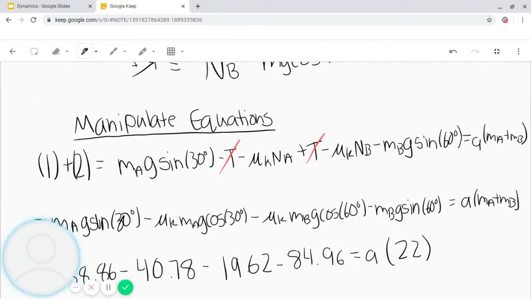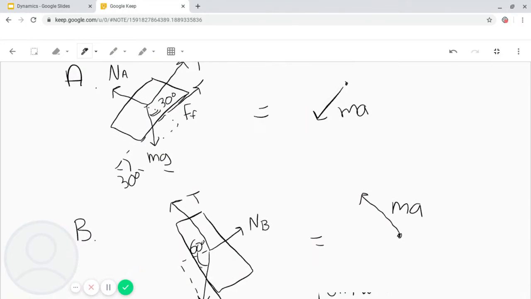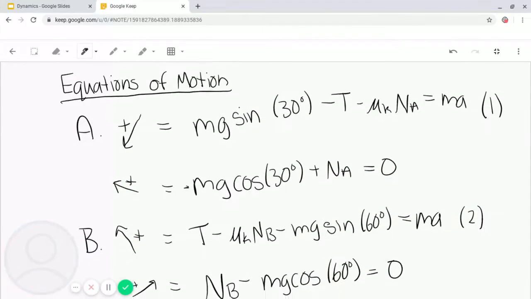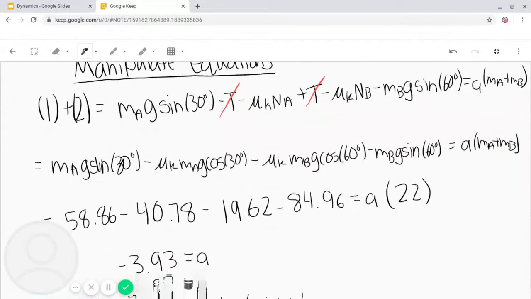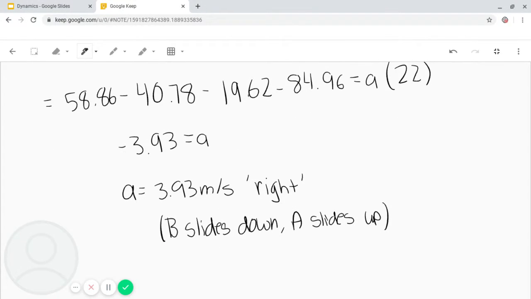So that's how we use our procedure for forces. We had to draw a free body diagram and a kinetic body diagram, find those equations of motion, and then use those equations and manipulate them to solve for the acceleration. And that is it for today's video.